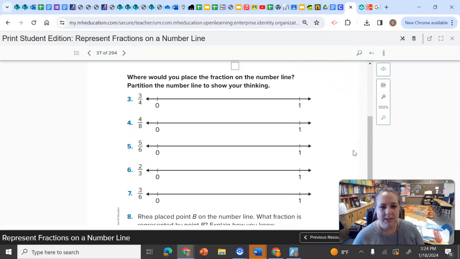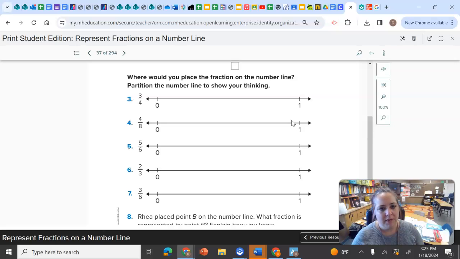Where would you place the fraction on the number line? Partition the number line to show your thinking. So for number 3, this fraction is 3/4, so you need to divide this number line into fourths and show where 3/4 would be on the number line. Number 4, 4/8. Divide your number line into eighths and then show where 4/8 would belong on the number line.